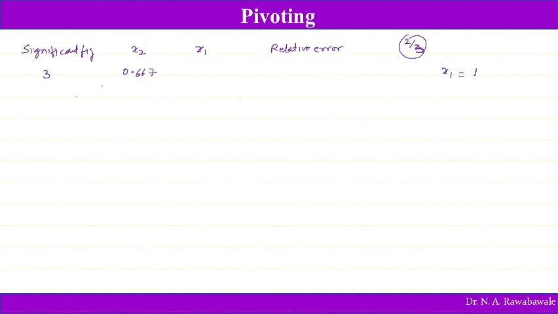x1 is equal to 1 minus 2 by 3, where 2 by 3 is x2. So here we get x1 as 0.333. Then the relative error is 0.1% here. Relative error we get as 0.1%.